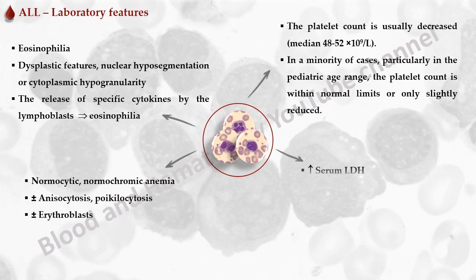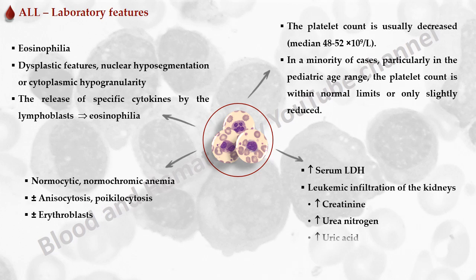The level of serum lactate dehydrogenase is increased in most patients with ALL and is well correlated with tumor burden. Leukemic infiltration of the kidneys can lead to increased levels of creatinine, urea nitrogen, uric acid, and phosphorus.